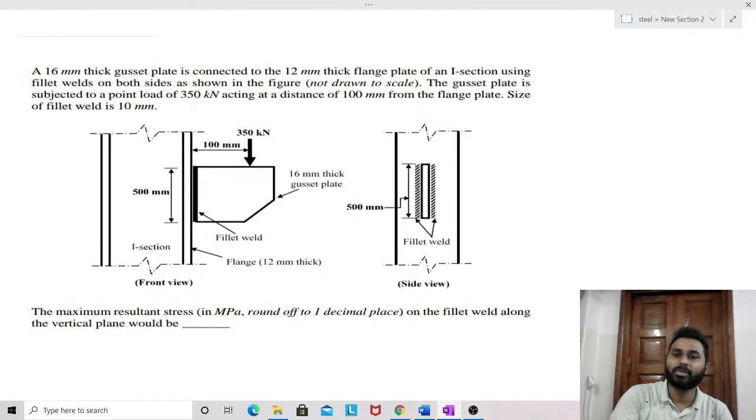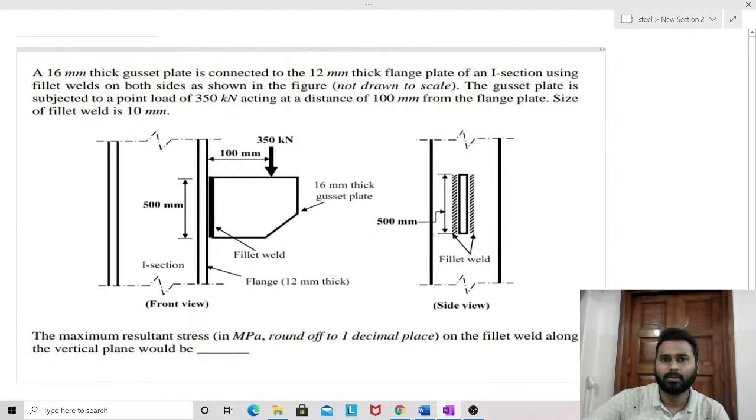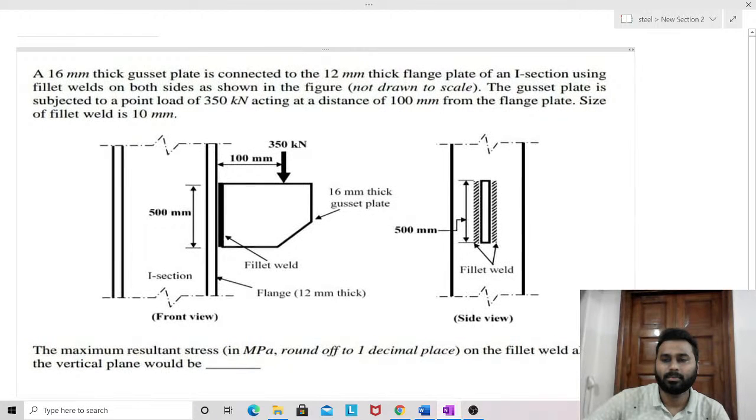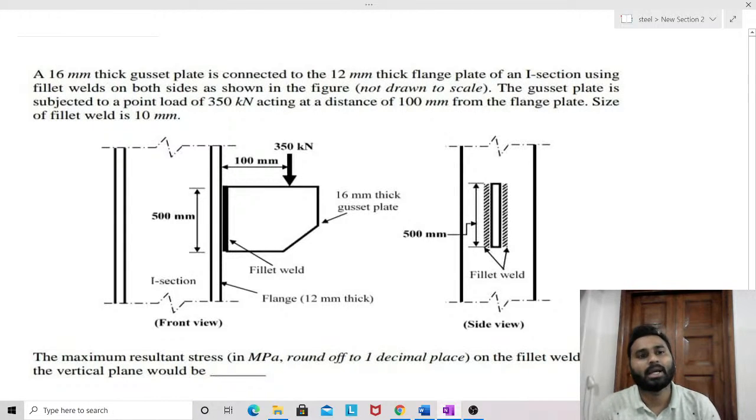Now this question is also based on the same provision. The concepts required to solve this question were already covered in our recorded sessions of steel structures, everything was covered clearly, right? Let's go through this question. I'll read out this question.